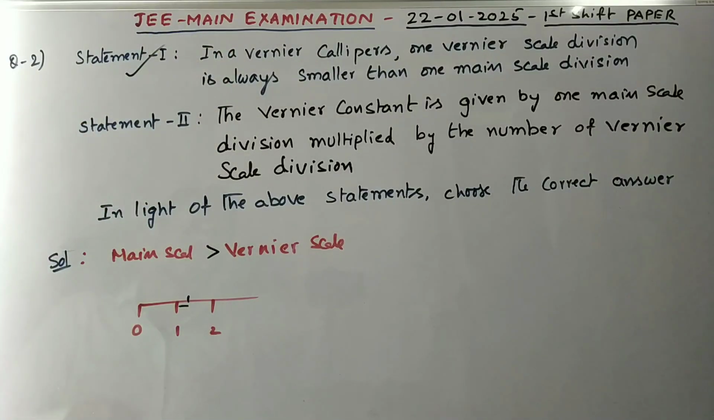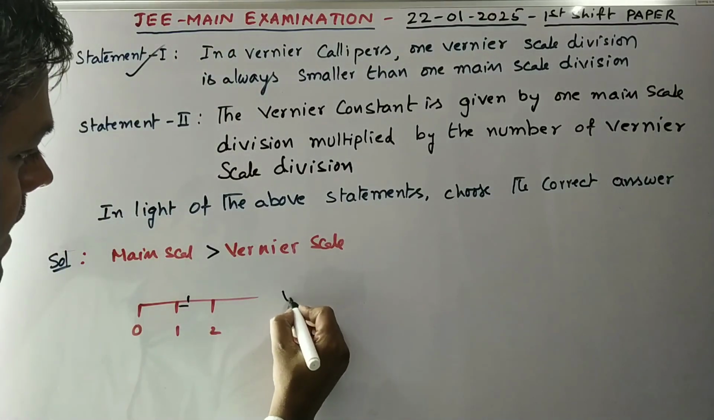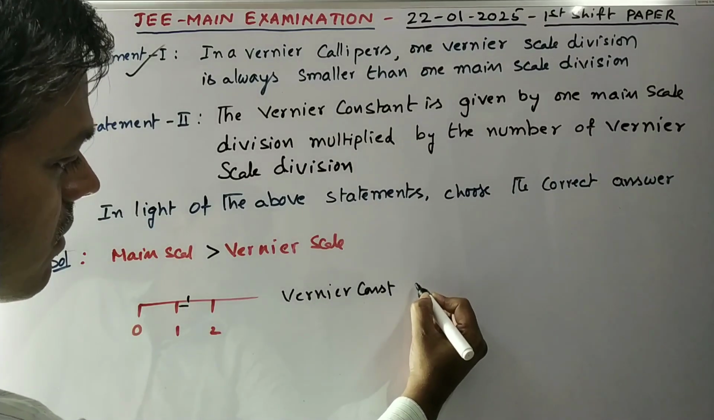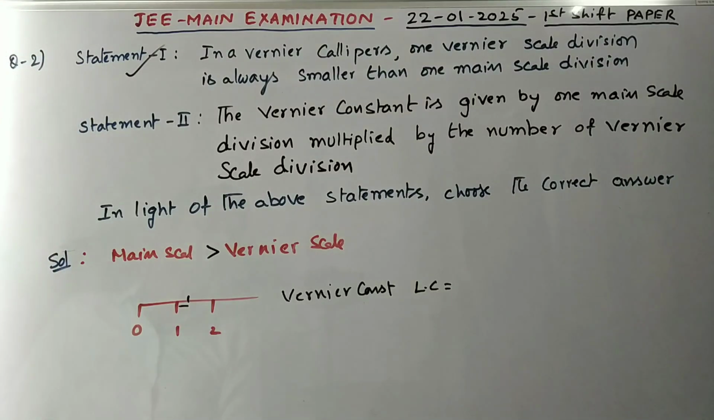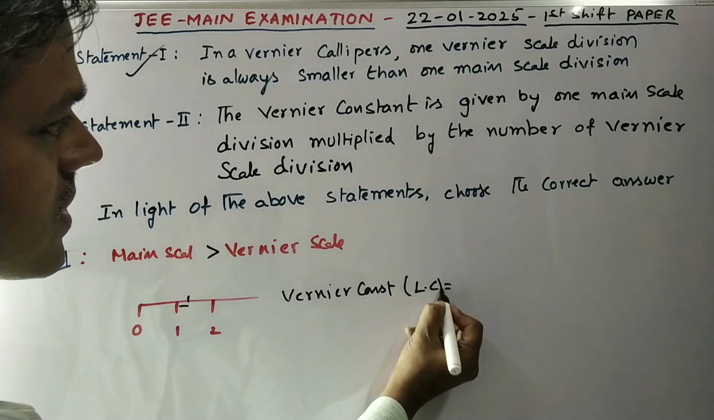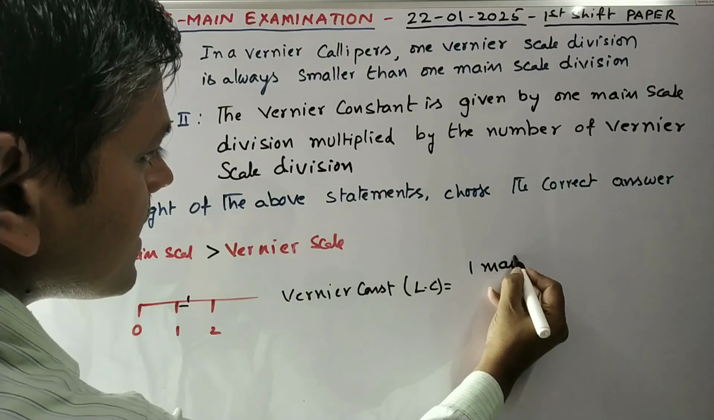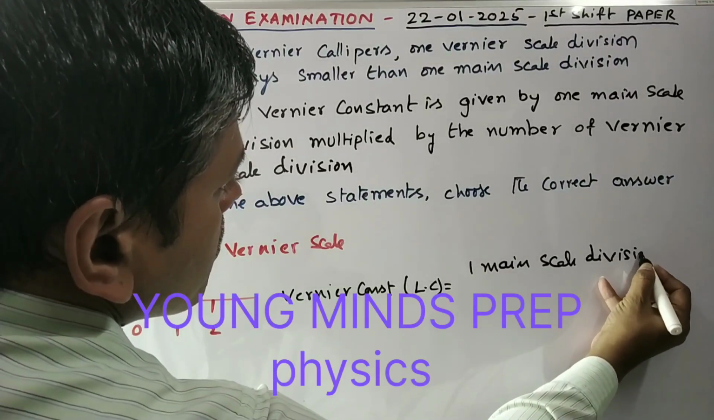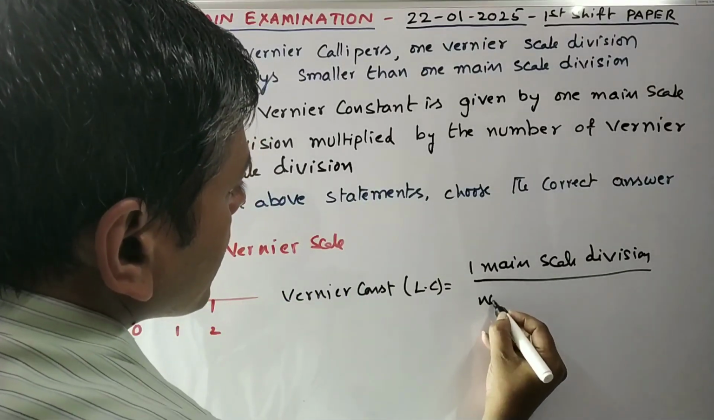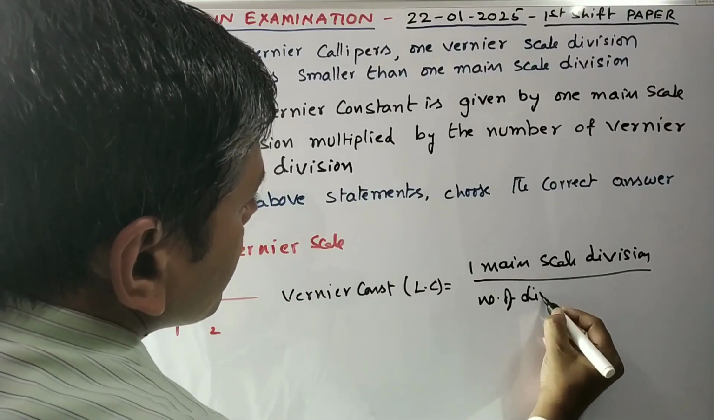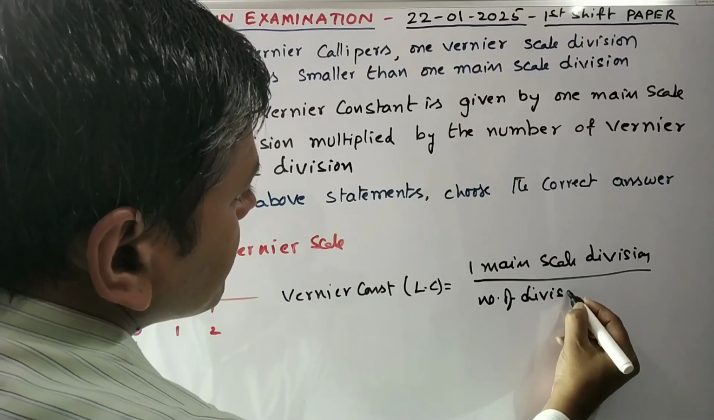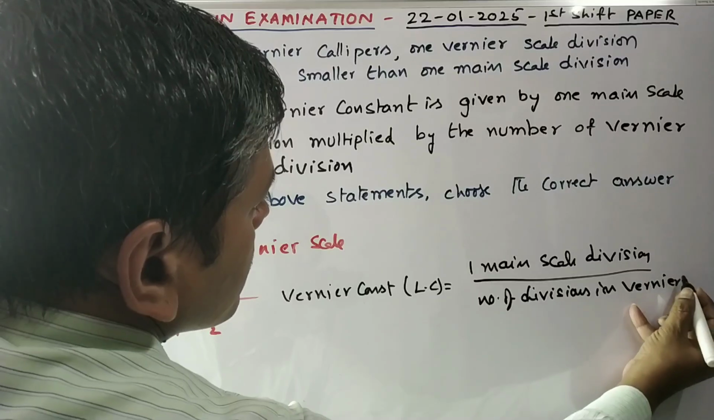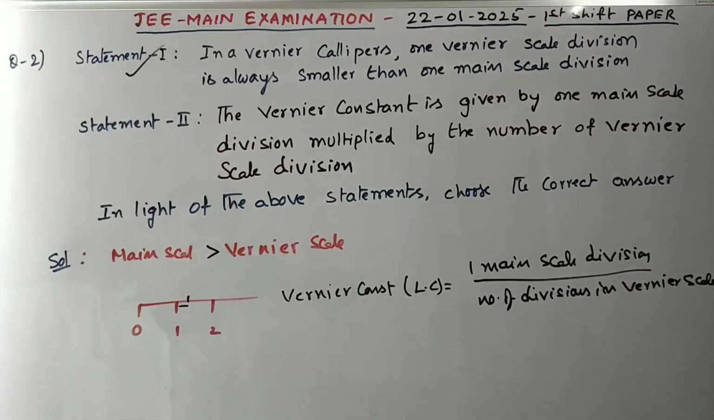Okay, next, statement 2. The vernier constant. What is the vernier constant? It is nothing but the least count. What is the vernier constant or least count? One main scale division by the number of divisions in the vernier scale. This is the formula. This is the least count.